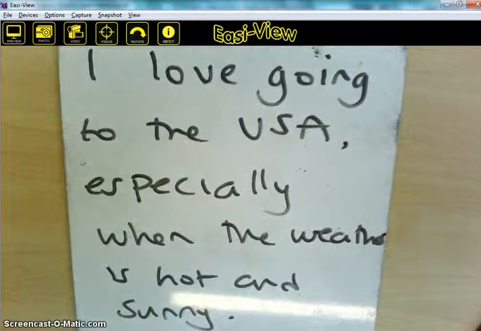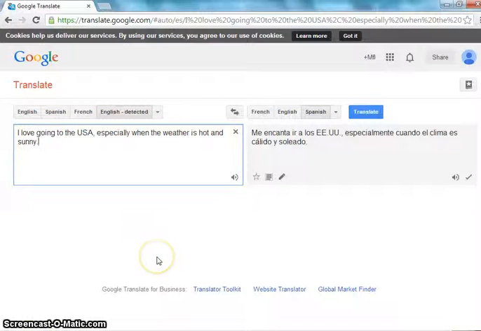So we need to translate, "I love going to the USA, especially when the weather is hot and sunny." Before you came in today, I put it into Google Translate to show you what it said. It said, "me encanta ir a los IIUU," which is what? Ever seen that anywhere before? Never. No, but that's what Google Translate gives for the USA.